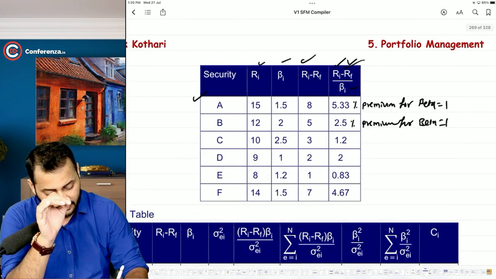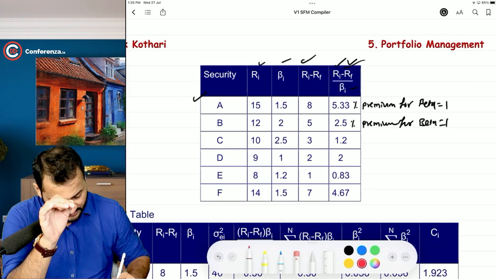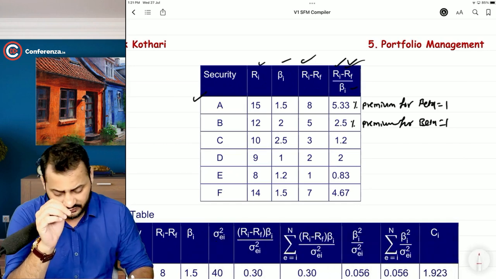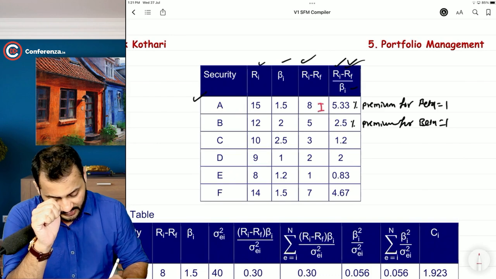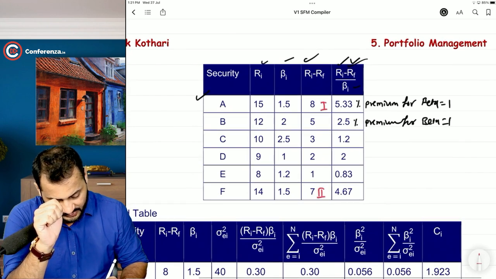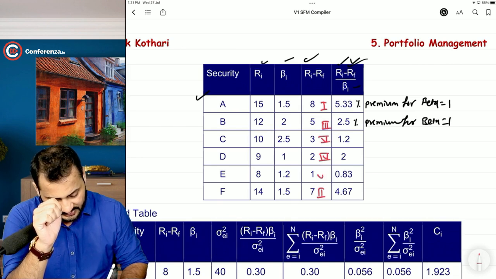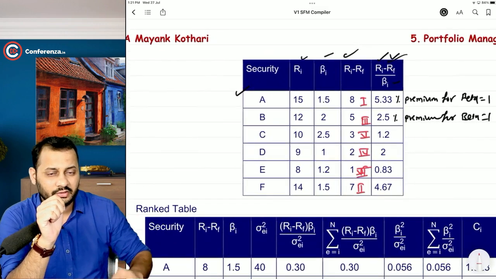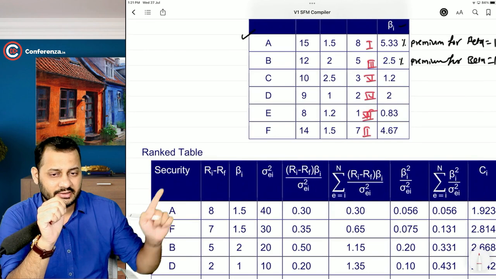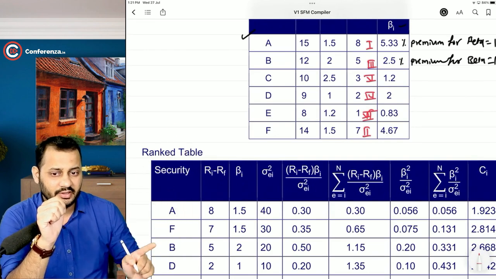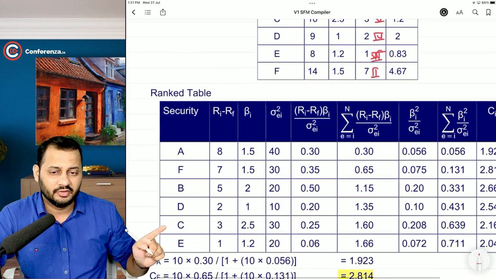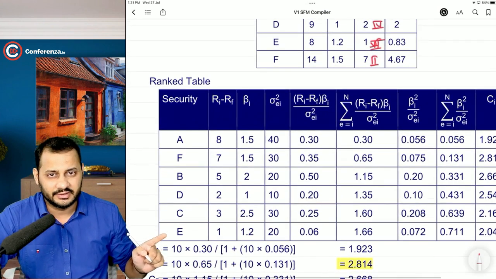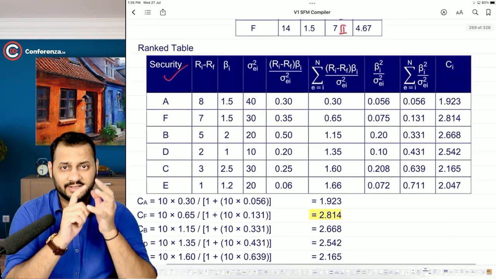So let's rank it. We have already seen how to rank the portfolios according to the Treynor ratio, Sharpe ratio and Jensen's alpha. So the first rank will go to A, second to F, third to B, fourth to D, fifth to C and sixth to E. So basically we are going to arrange according to the ranking. Okay, you are okay with this? So the second step is now completed.